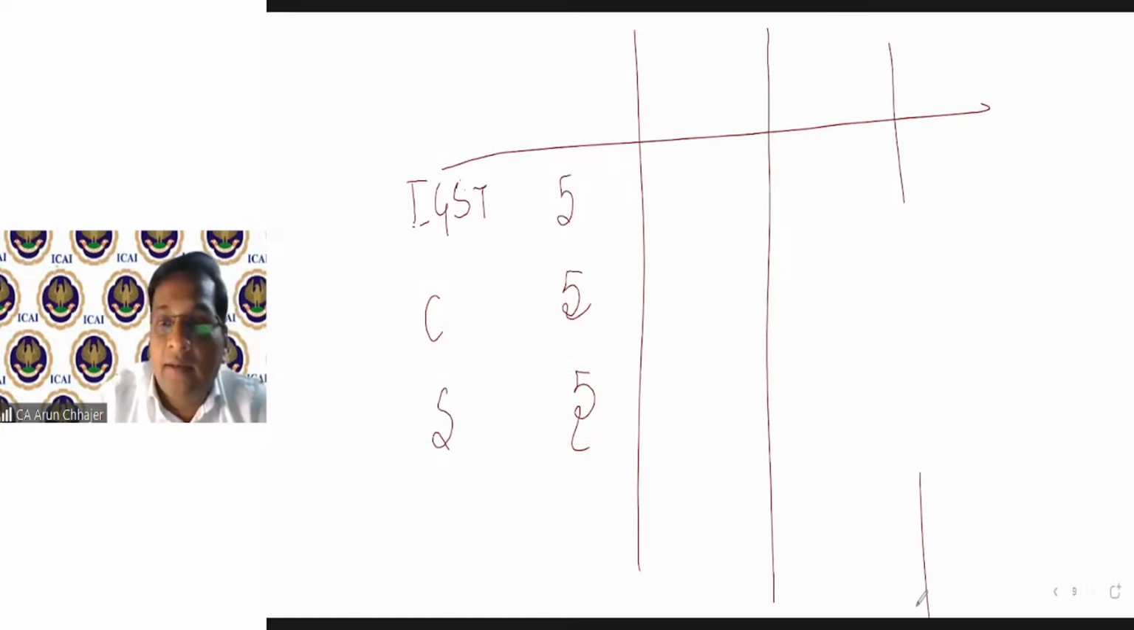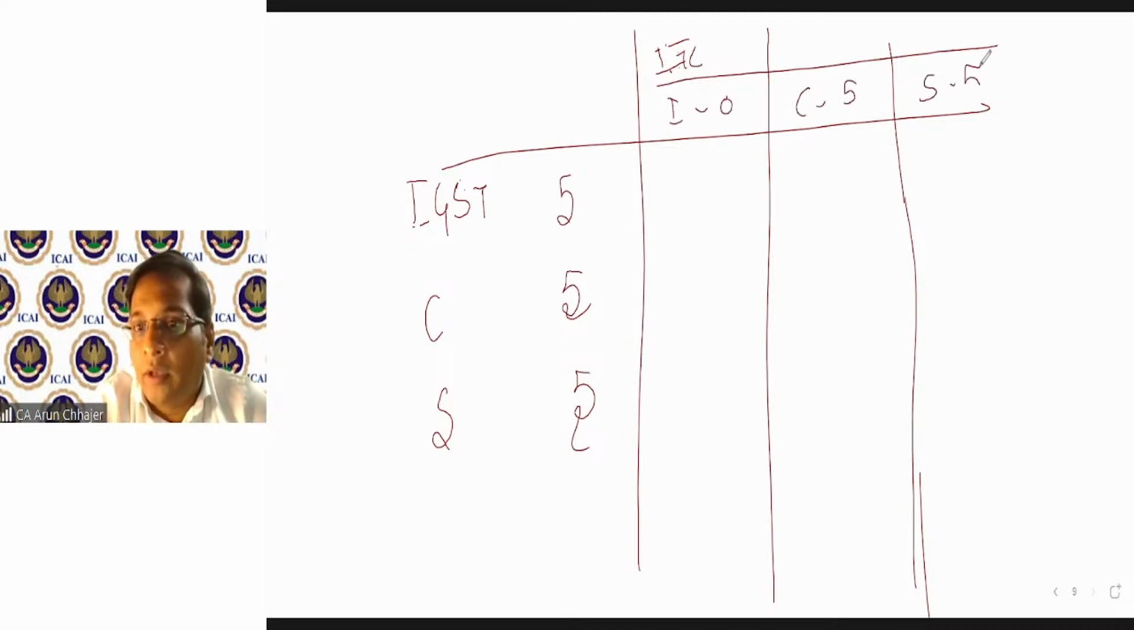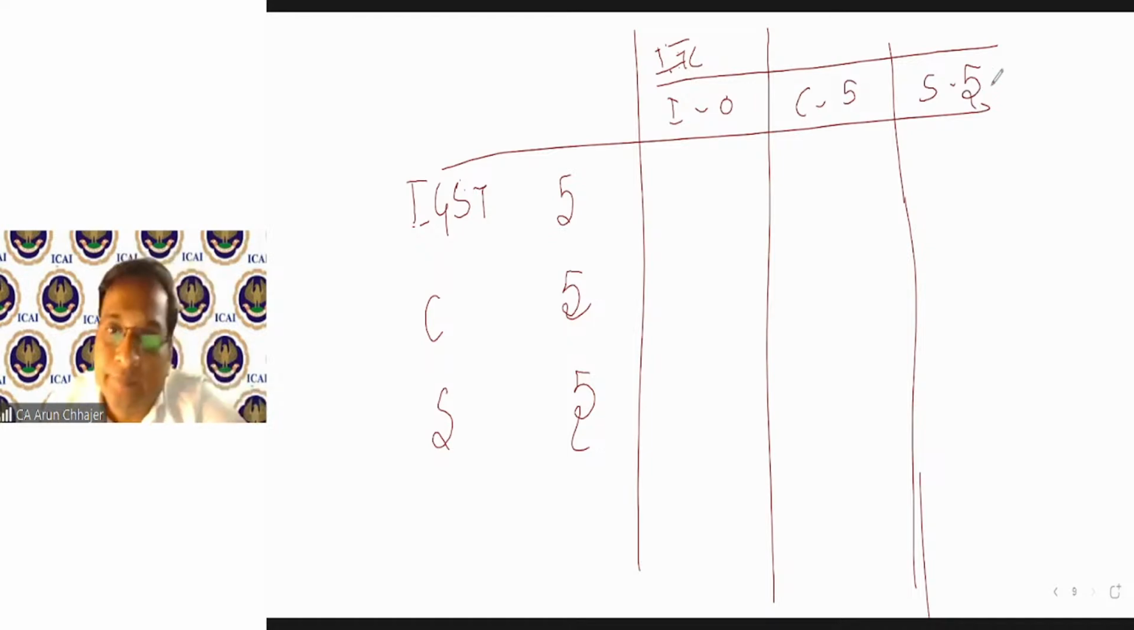Then IGST ITC. ITC in I is 0, C is 5, S is 5. My question to all of you, in which head do I need to deposit the amount in cash? In which head do I need to deposit the amount in cash?